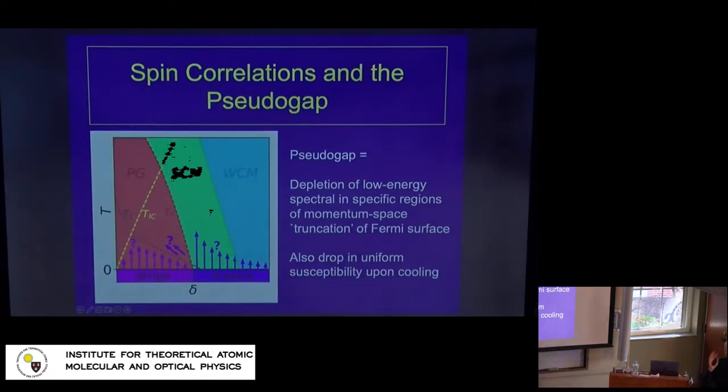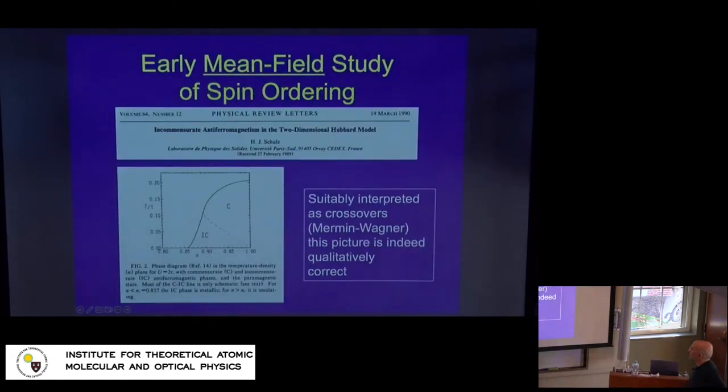If you make a picture of the Fermi surface, like ZX is doing all the time, we know that this is the famous truncation of the Fermi surface into Fermi arcs. And correspondingly, and this is how it was originally discovered, there is also a drop in the uniform susceptibility. So what do we know about the evolution of spin correlations?